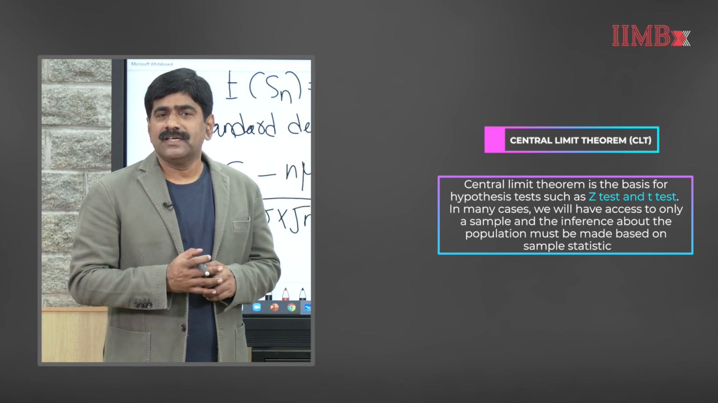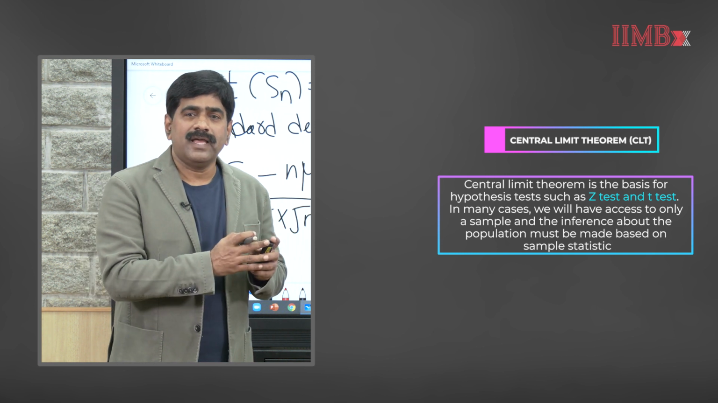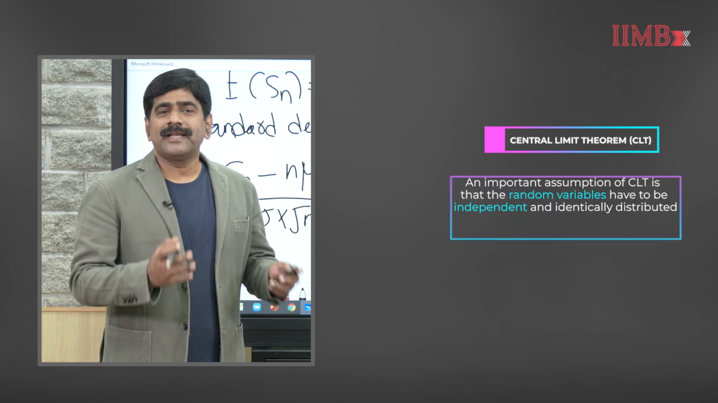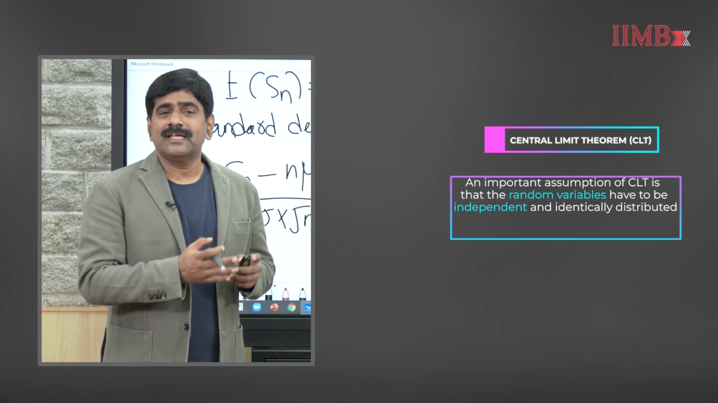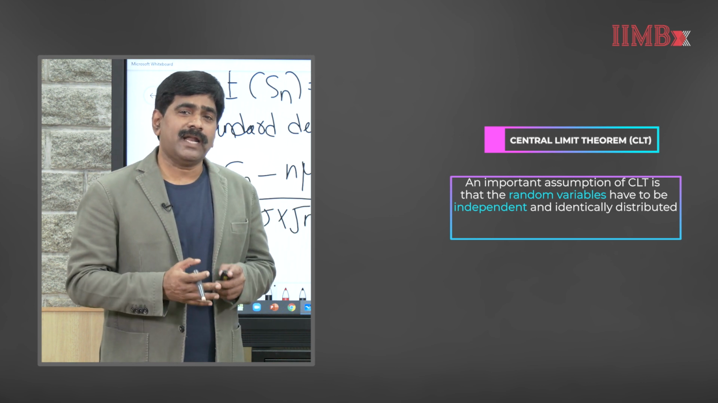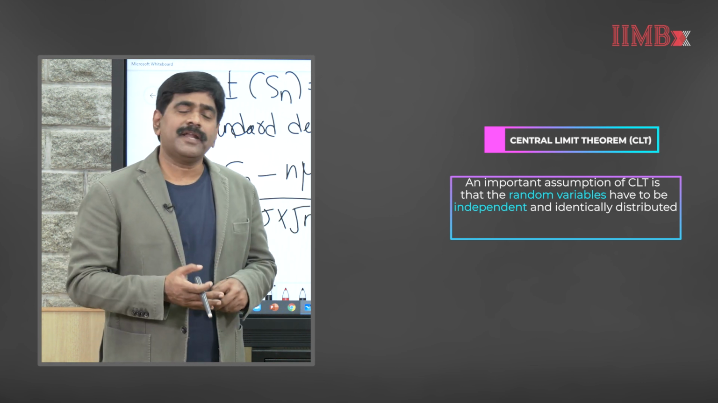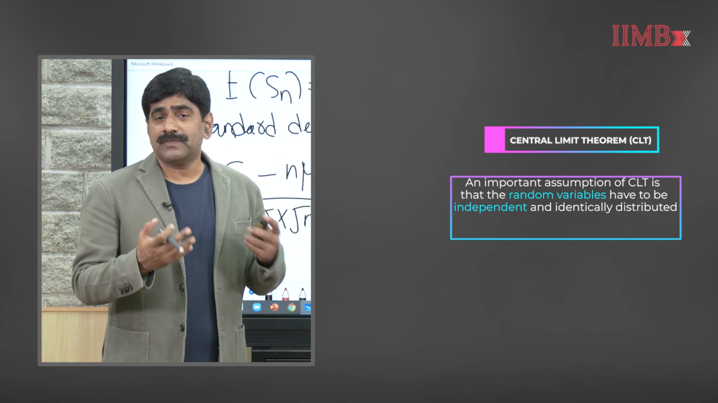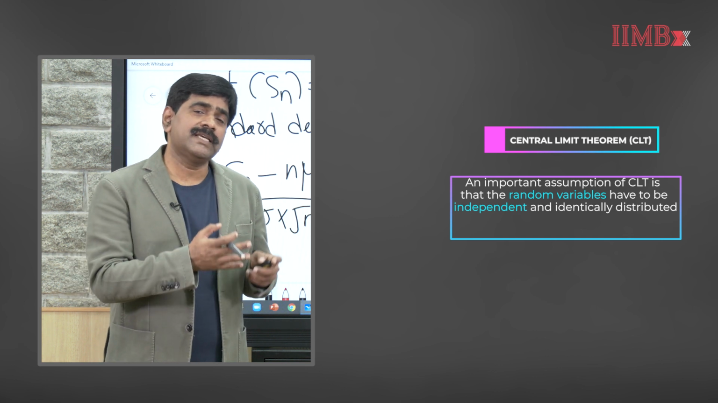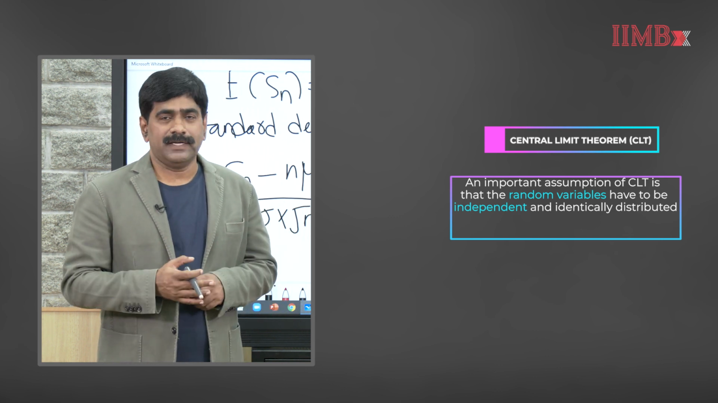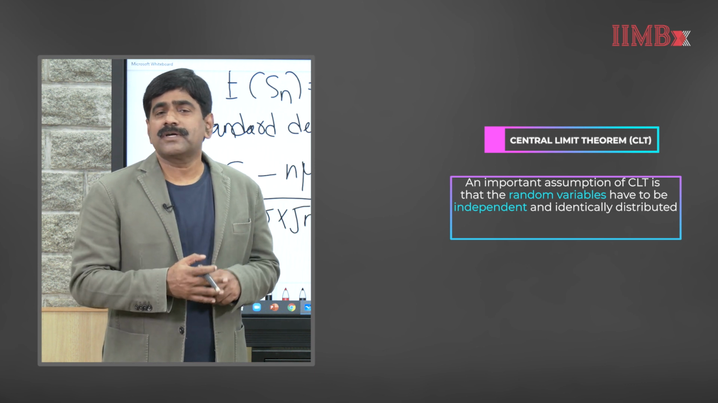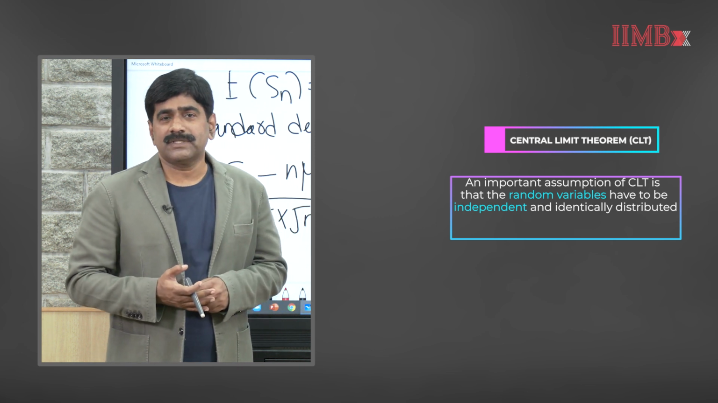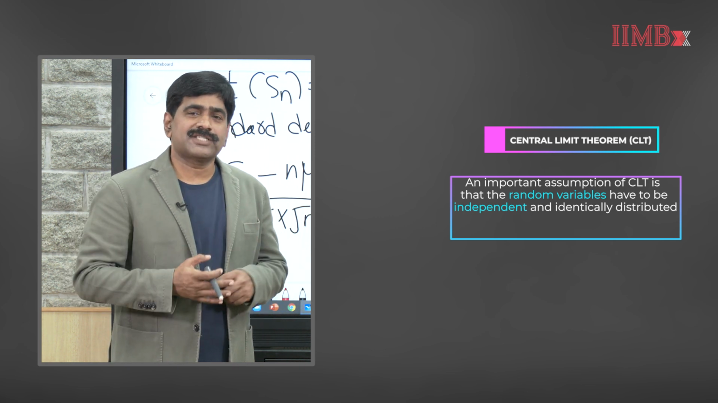In many cases, we will have access to only a sample and inference about the population must be made based on the sample statistic. An important assumption of central limit theorem is that the random variables have to be independent and identically distributed. If they are not independent and identically distributed, then the central limit theorem is not valid, and many of the hypothesis tests that we may do using z-test and t-test are not valid. And this plays an important role because the feature selection in statistical learning algorithms is based on hypothesis testing, which itself is based on central limit theorem.